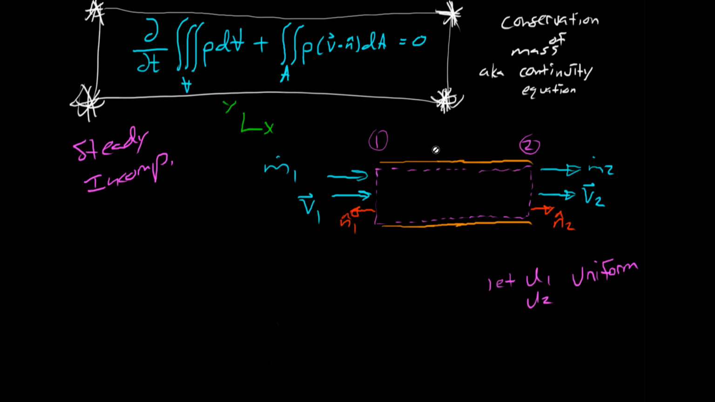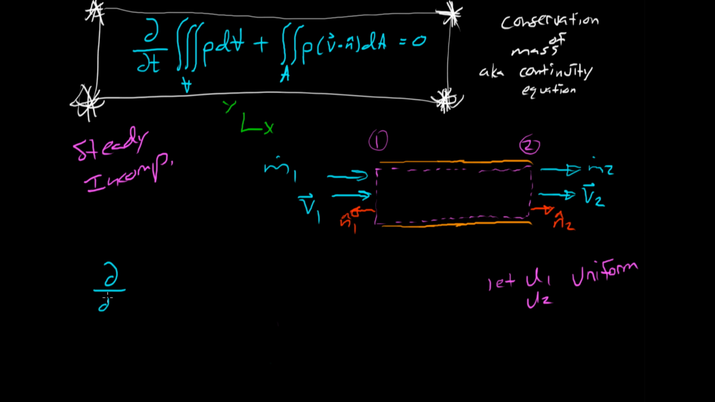Here's a pipe, and this pipe has an inlet at station 1 and an outlet at station 2. Mass is flowing in at station 1 and mass is flowing out at station 2. In other words, we can write a velocity here as v1 and a velocity here as v2. We're given that it is steady and incompressible, and that the flow going into and out of these two stations is uniform. So what does that mean? Let's start by working with the equation.